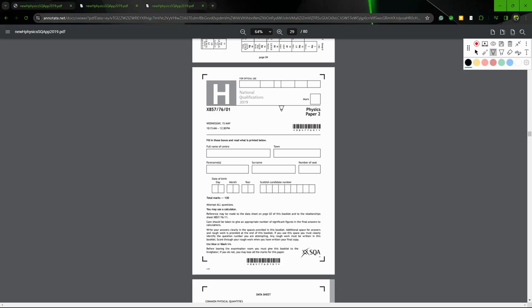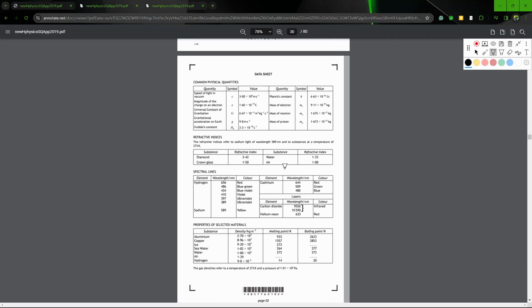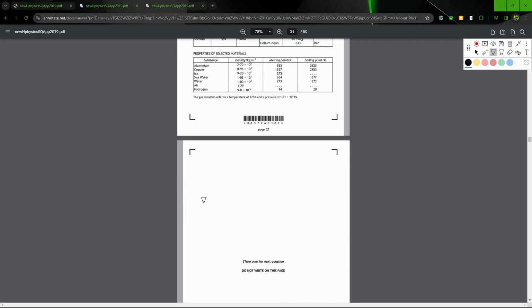We're going to be doing the paper two of Higher Physics 2019. I'm not going to mess around for any longer. Let's get cracking. Data sheet. Remember this, folks. It's a data sheet. You never know when you might need it. But every so often they'll ask you to call back there.